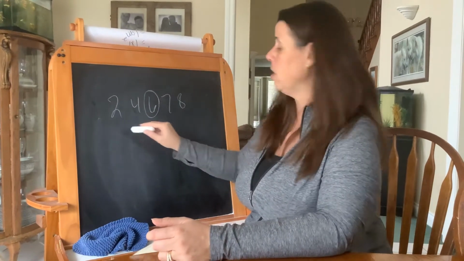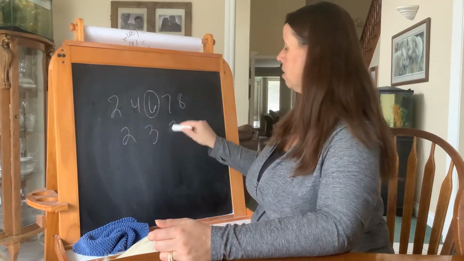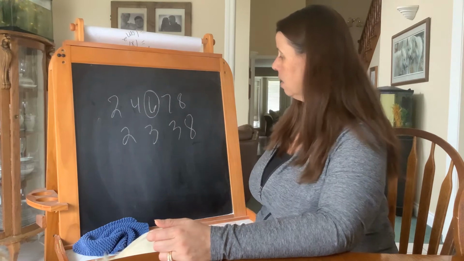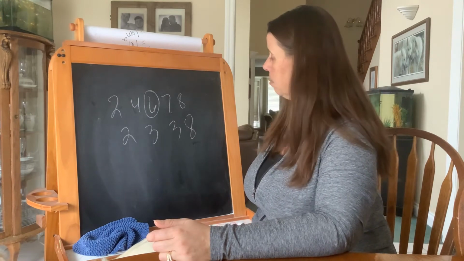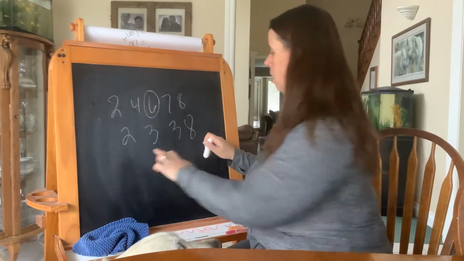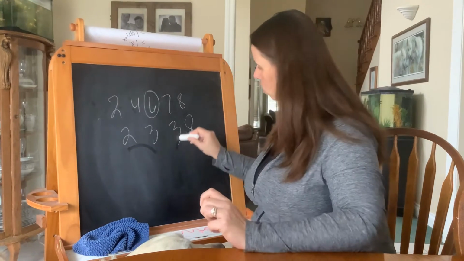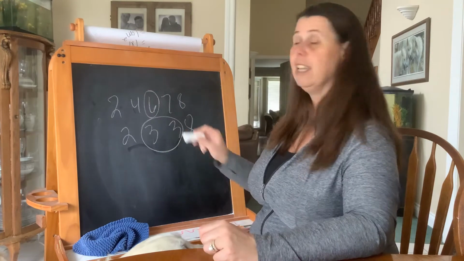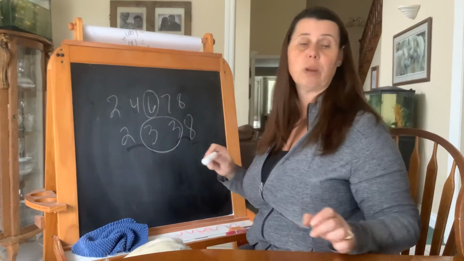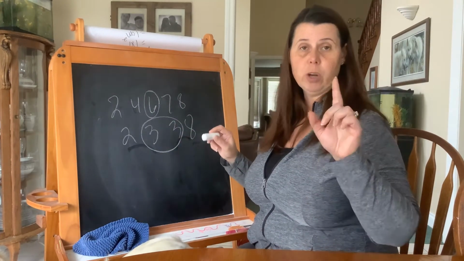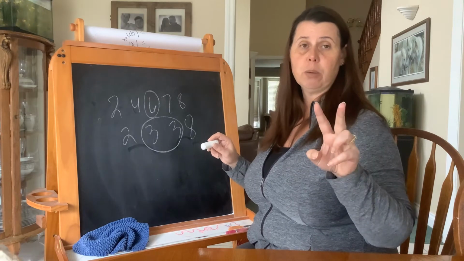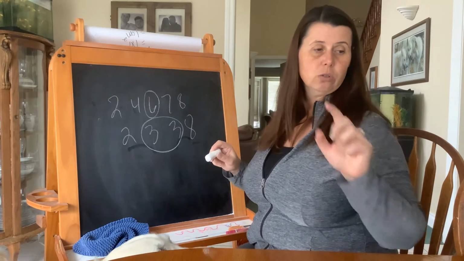In the second one, though, they've got 2, 3, 3, and 8. Well, this is a problem because there's no number in the middle. I start at the end and I walk in. Well, I have 2 numbers in the middle, and that's fine. Go ahead and circle the 2 numbers. Okay? If you have 1 number in the middle, circle it. If you have 2 numbers in the middle, circle them. Go do that piece.